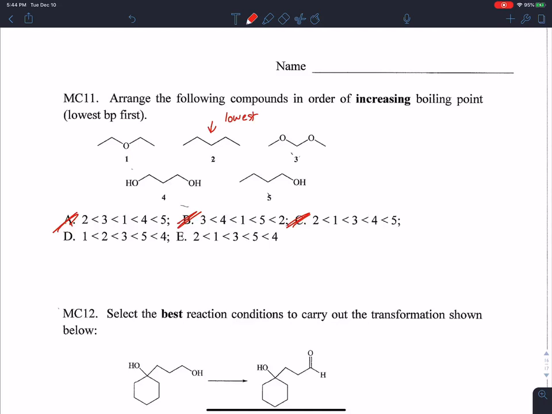So it should be E. 2 should be the worst, then it should be 1. This one has 2 oxygens. This one has the oxygen and the hydrogens, and 2 of them, and this one has like 1. So final answer 21354.